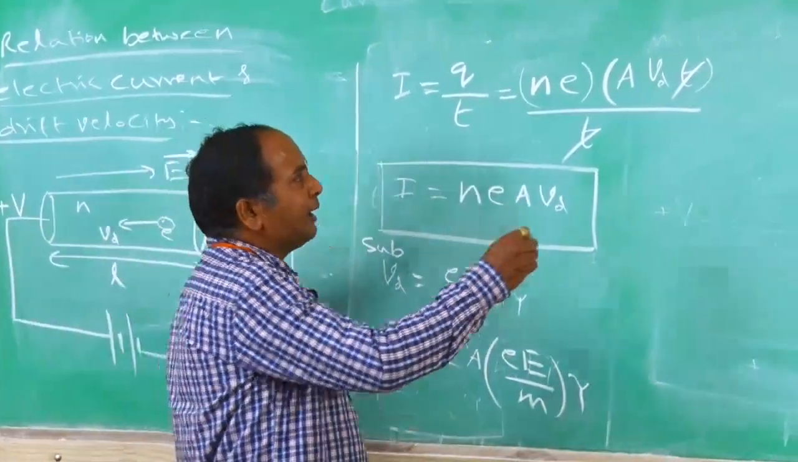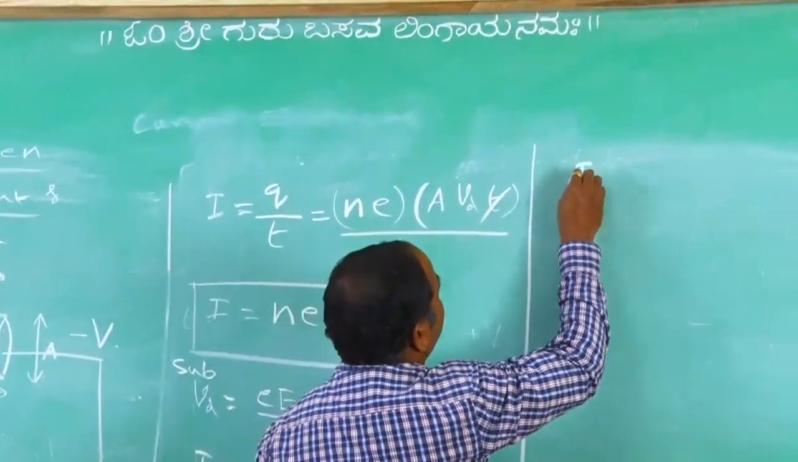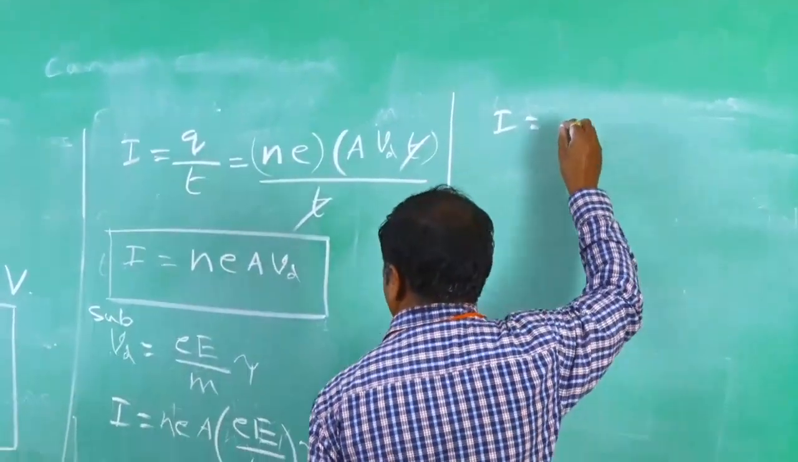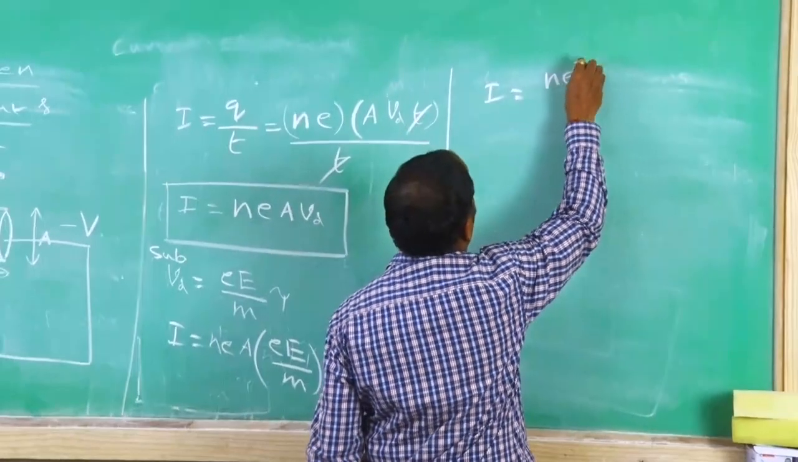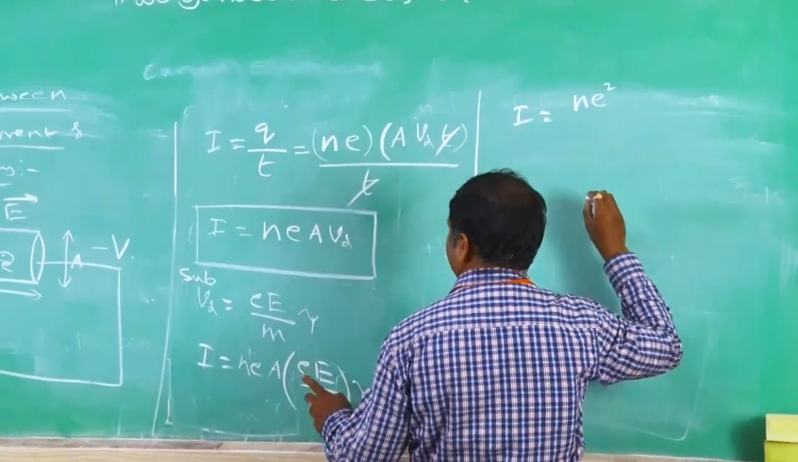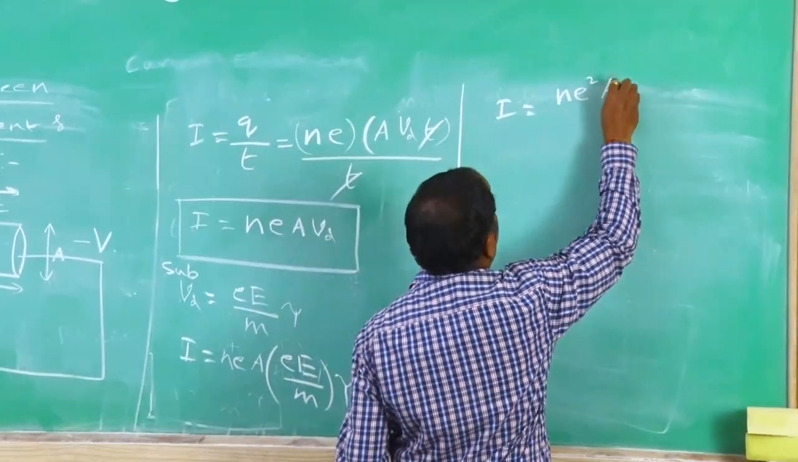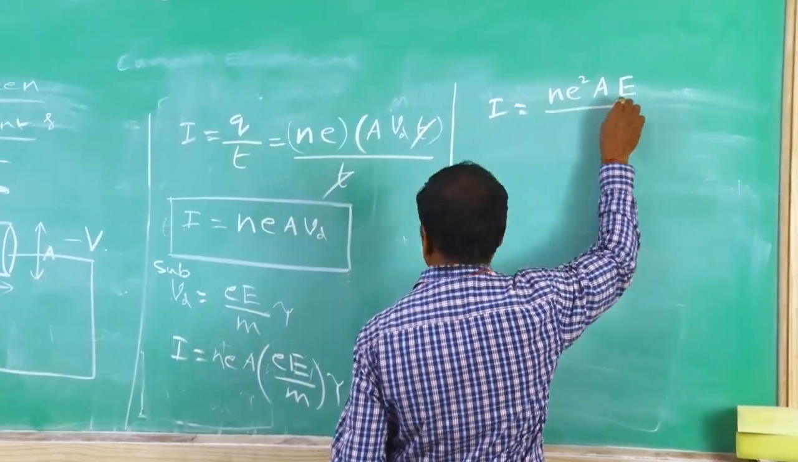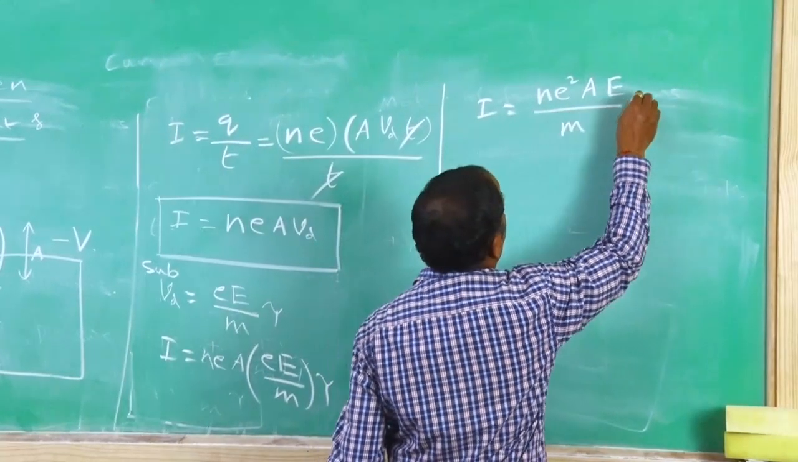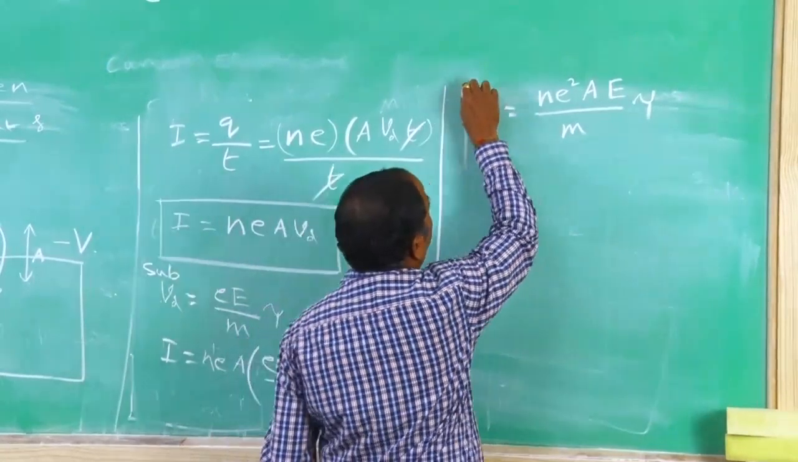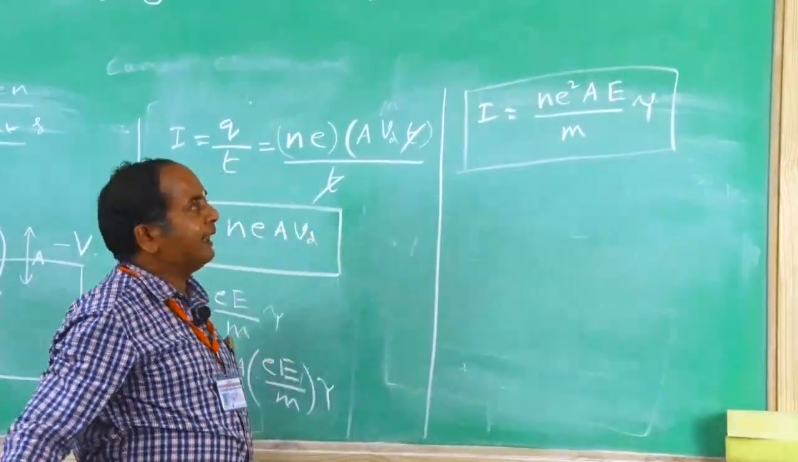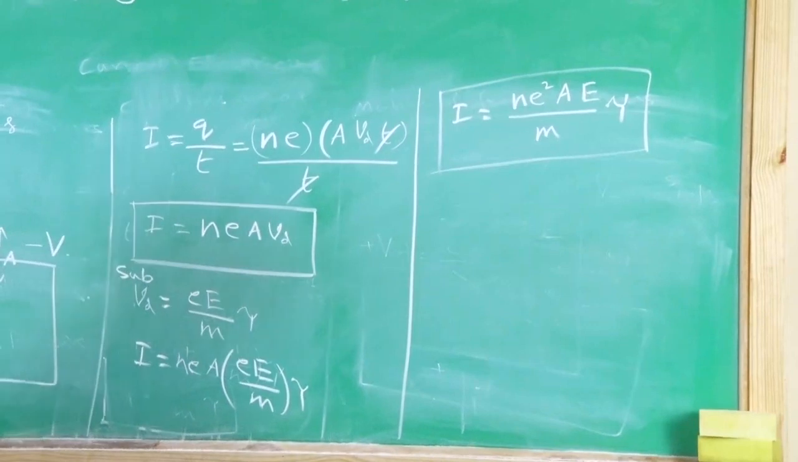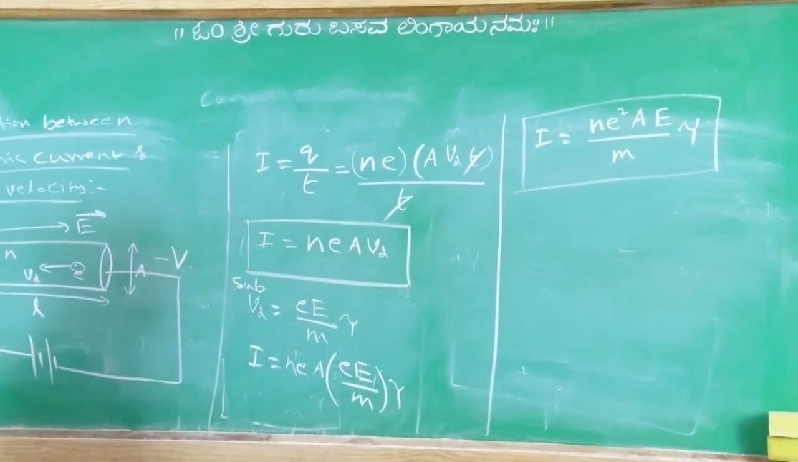So we may write the resultant: I is equal to N small e square A capital E divided by m into tau. This is also an expression for electric current.